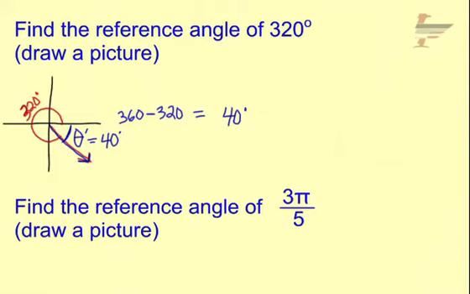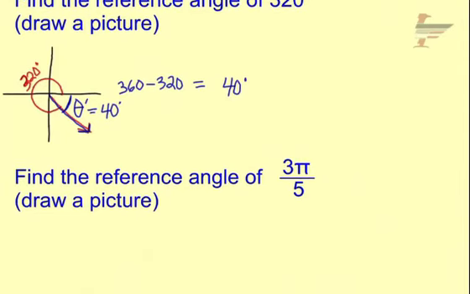So this next one, I actually don't have a lot of room. Oh, maybe I can do this. Let's see. Oh, there we go. Find the reference angle. So now this one is in radians. I actually like these better. What are we dividing pi into? Pi is being divided into 5 sections.